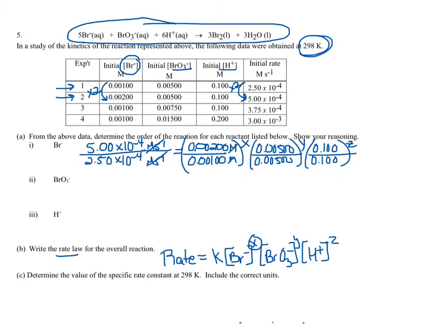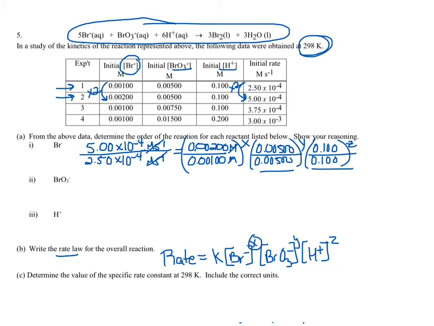So essentially, you can see the reason why we picked trials 1 and 2 for observing the order of Br minus, because the H plus and the BrO3 minus, you're going to have a number divided by itself, which is going to give you 1. And what is 1 to any power? 1 to any power is 1. 1 to the second is 1. 1 to the third is 1. 1 to the fourth. So it's just going to be like multiplying by 1, which is not doing anything in your mathematical equation.